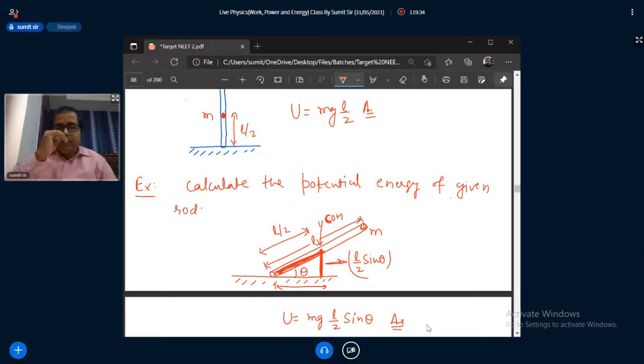In the next class, we are going to learn the work power energy theorem. It's very important. And conservation of energy. Okay. I think by the class after next, the work power energy chapter will be completed, and after that we are going to start circular motion. Okay.